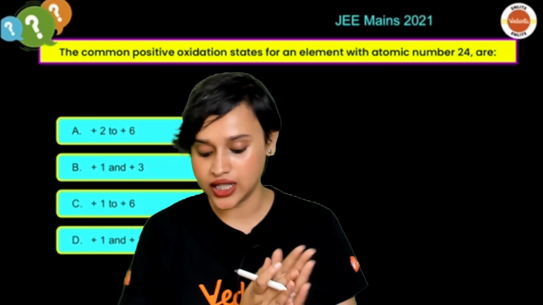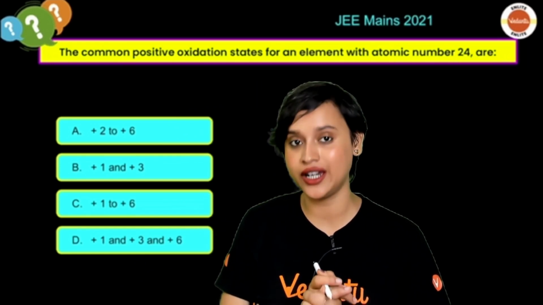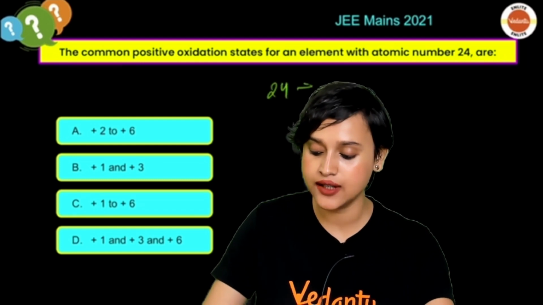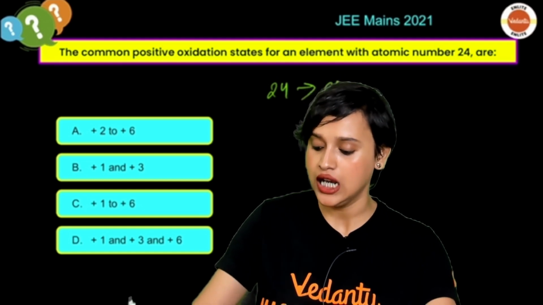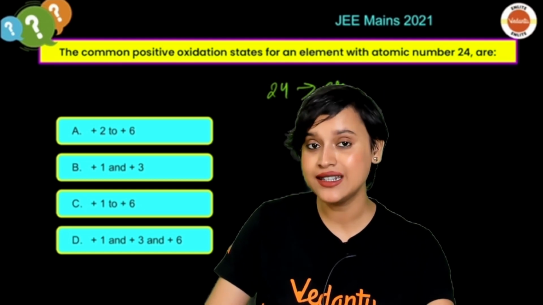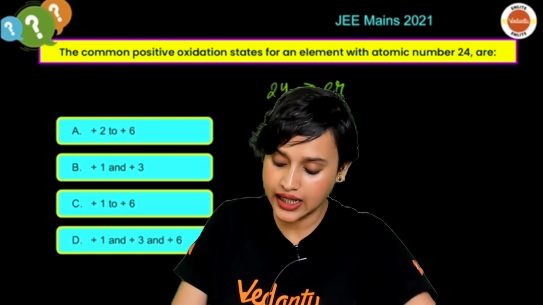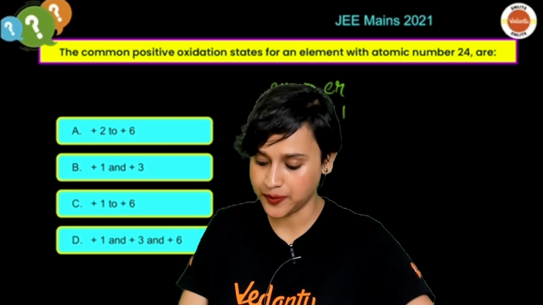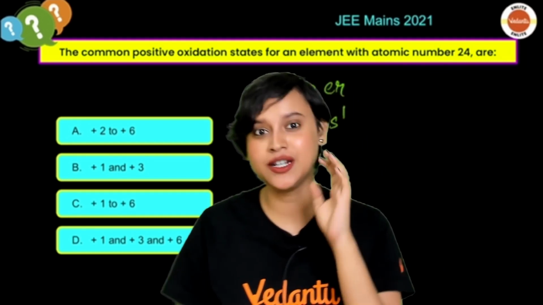The next question is about the positive oxidation states for an element with atomic number 24. Who has atomic number 24? Atomic number 24 is obviously chromium. Now, what is the electronic configuration for chromium? It is 3d5 4s1, right?